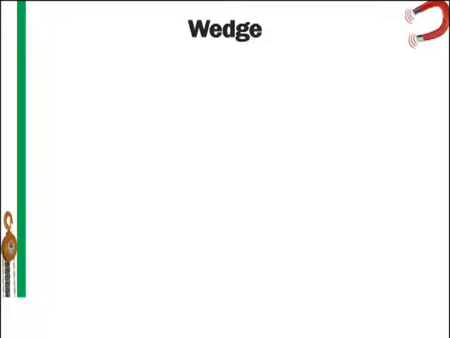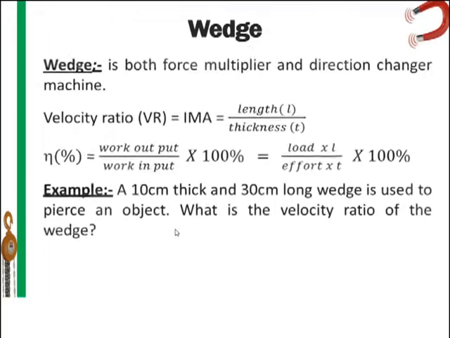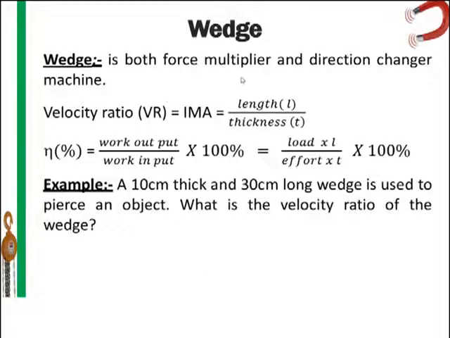We're now going to have a look at wedges. And wedges are very important because these are both force multipliers and direction changer machines. So now let's have a look at the velocity ratio in terms of a wedge. Now the velocity ratio, VR, is going to be equal to the ideal mechanical advantage, and that's going to be equal to the length divided by the thickness. So the length of the actual wedge divided by its thickness will give you the velocity ratio, which is also equal to the ideal mechanical advantage.